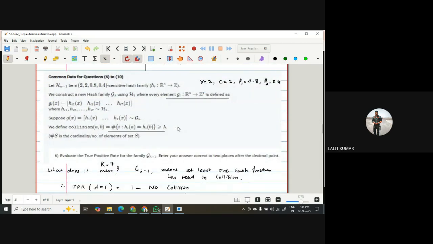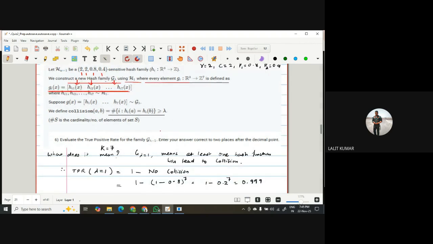Okay. Next question is there. H1 is an (R, C, P1, P2) sensitive hash function. We construct a new hash family G lambda using H1, where every element Gi is from dimension 3 to 7, and you have got 7 hash functions. So they have given H1 to H7. So there are 7 hash functions. Suppose Gx is equal to H1x to H7x, which is G lambda.